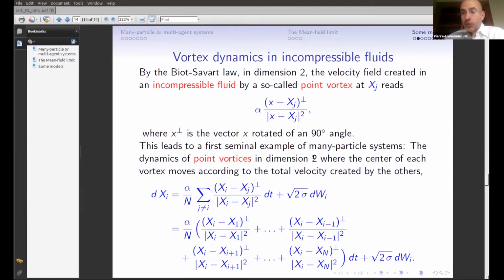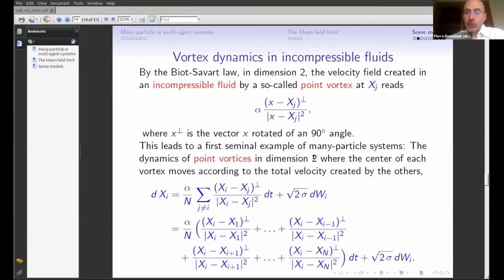And the dynamics of point vortices now just consists in saying, I'm going to put several such vortices in the fluid. And each of the centers of the vortices is going to move according to the total velocities created by all the others. So the dynamic of xi is given by the formula below, and you just sum, right, over the velocity field created by all the other vortices, plus noise.